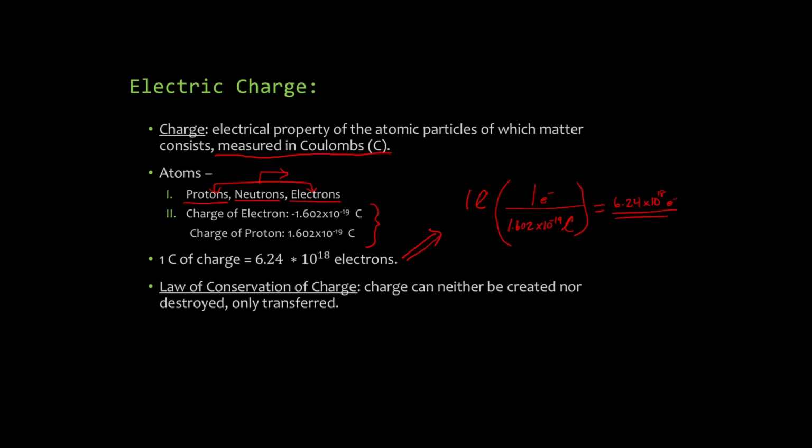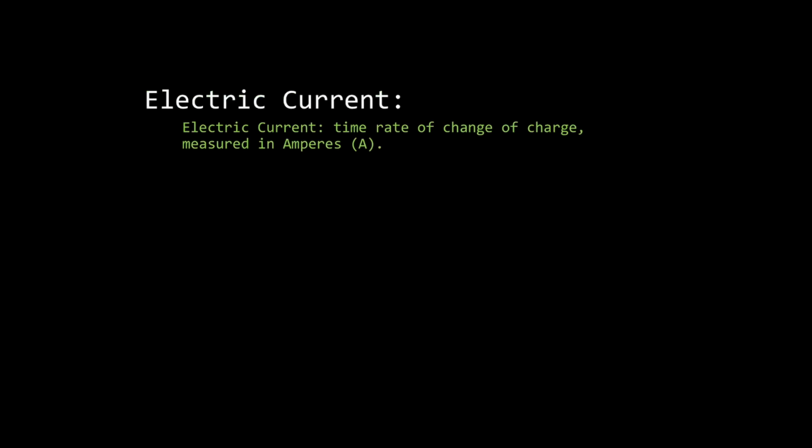And an important law about charge is the law of conservation of charge, which states that charge can neither be created nor destroyed, only transferred. So we can move charge. And this brings us to our second basic concept, which is electric current.